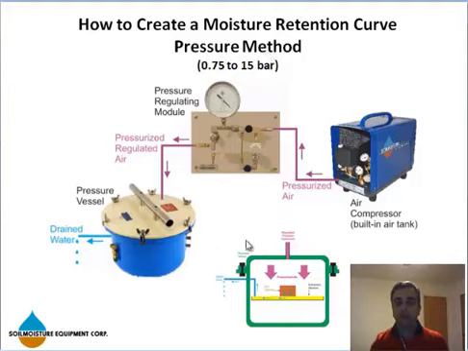So in a pressure method you have 3 major components. One is a pressure source, the other one is a pressure regulating system, and the last part is a pressure extractor. Inside the extractor you have a ceramic plate and your soil sample. The practical range of application for pressure method is from about 3/4 of a bar to 15 bar. For tensions less than 3/4 of a bar, you better use a vacuum.